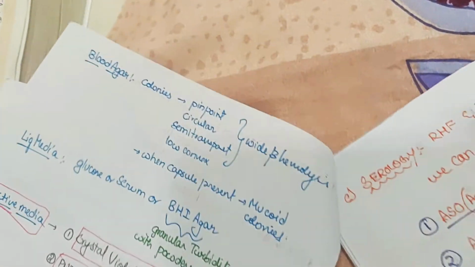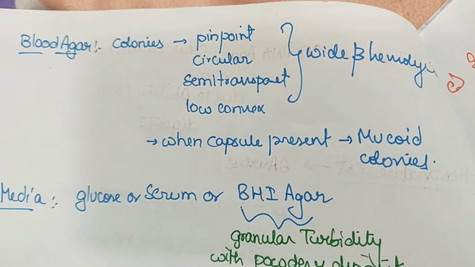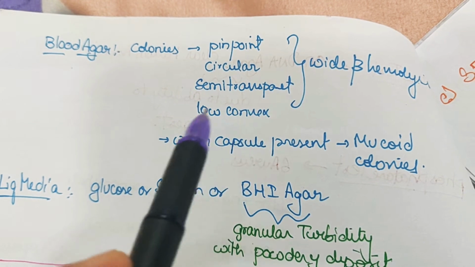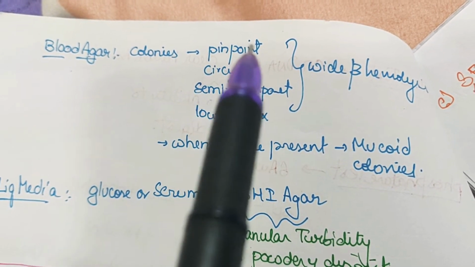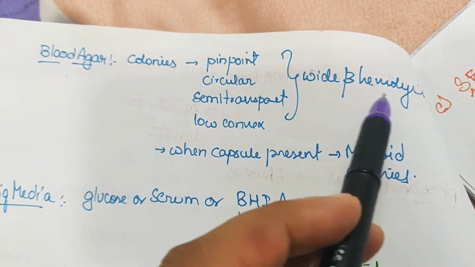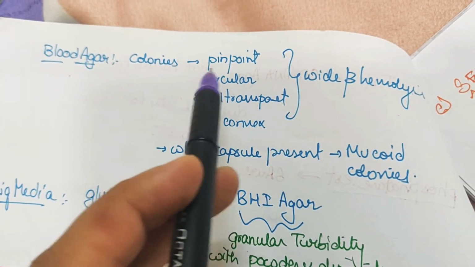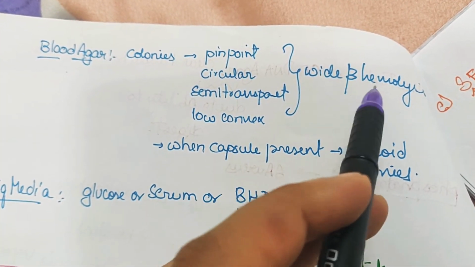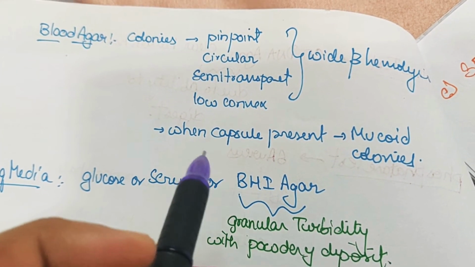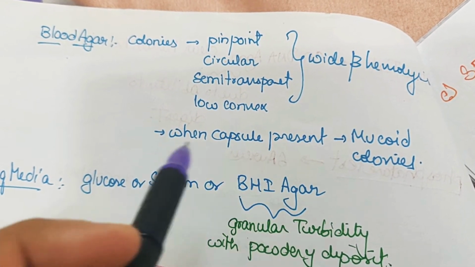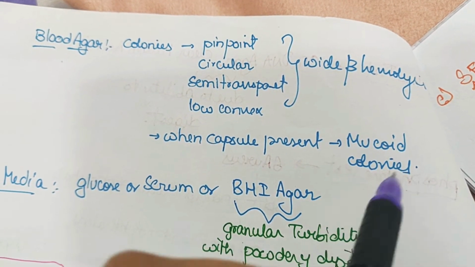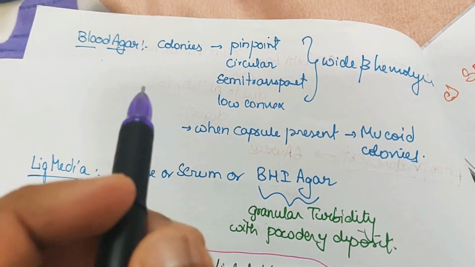When we see here in blood agar, the colonies are pinpoint in structure, circular, semi-transparent and low convex. You remember there are small colonies and they are surrounded by a wide range of beta hemolysis. This point is important: pinpoint colonies with a wide range of beta hemolysis. If a capsule is present, like I have told in another video, Streptococci contains a capsule made up of hyaluronic acid. So if the capsule is present, it forms mucoid colonies. This is about the blood agar.